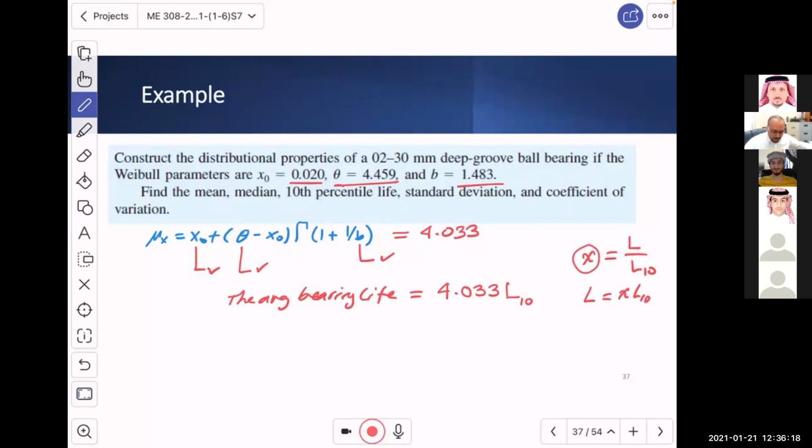How? L10, we said, for the most part, in general, is 1 million. What does it mean to have an average life of 4 million? 4 million. Forget about the 0.033. Just look at this. L10 is 10 to the power 6. Does that make sense? We buy the bearings to survive, within 10 percentile, a 1 million cycle or revolution. And here you are telling me that the average is 4 million?